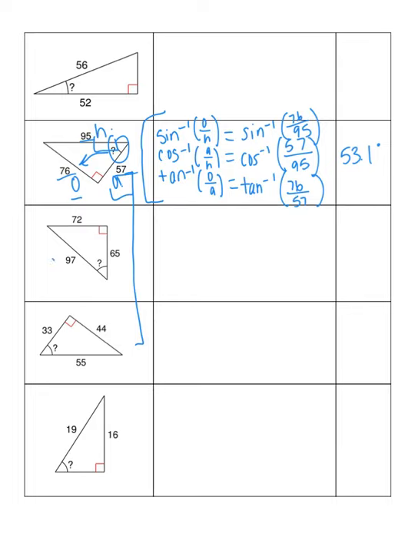So for these 2 right here, you can decide which ratio to use. Again, you do not have to show all 3. Just pick one of them and just be careful with what you're choosing for your ratio.